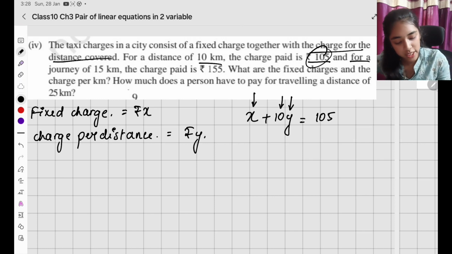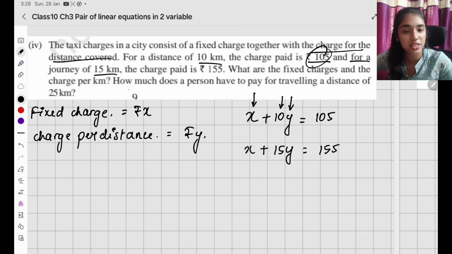Then for a journey of 15 kilometers. So you have 15 kilometers. He paid 155, but remember you also have a fixed charge for this also.